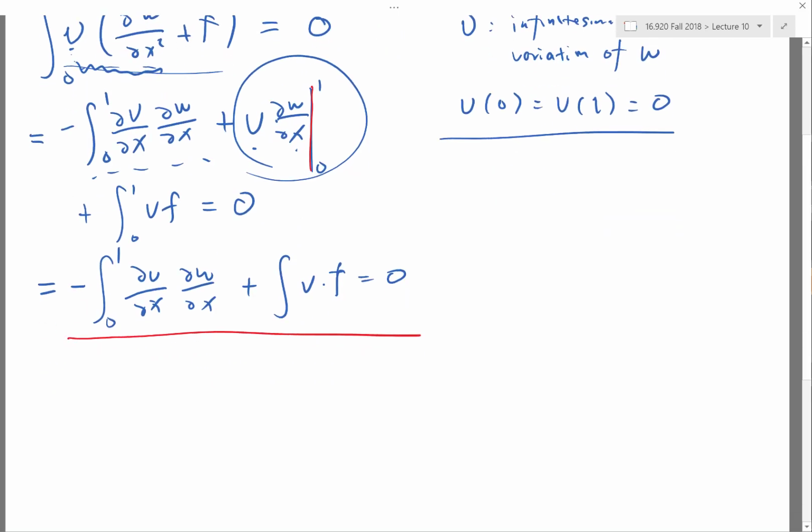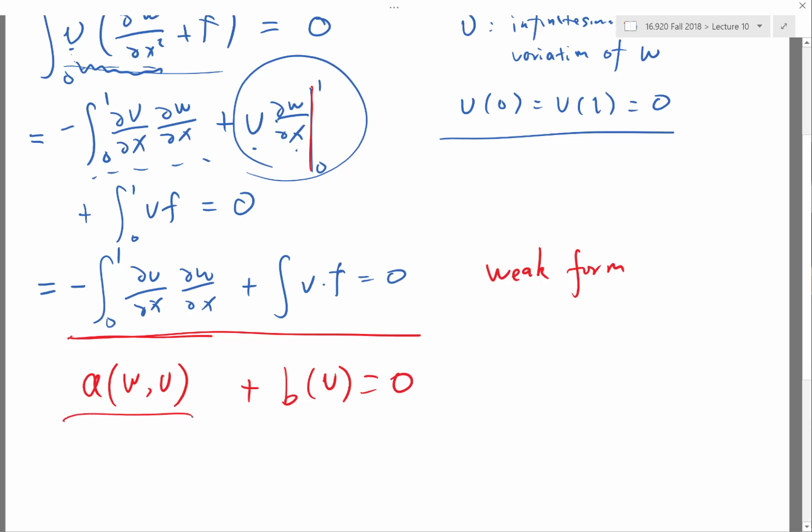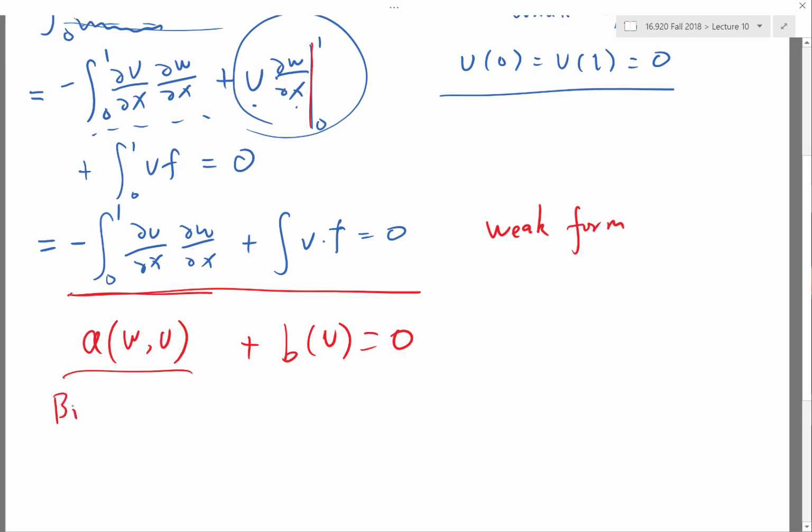Okay, so this is the weak form or the variational form. So it usually contains two elements. The first element, we call it A, is a function of w and v. And the second element, we call it b, turns out just a function of v, equal to 0. So A is what we call the bilinear form. And this is, of course, the linear form.